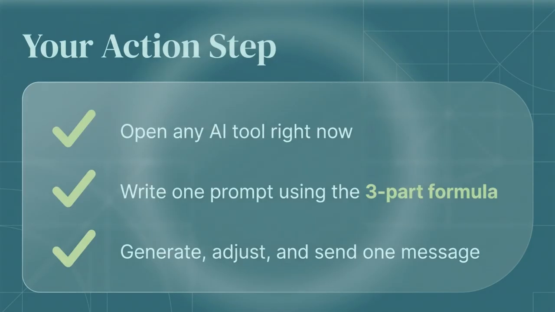Here's your action step. Open any AI tool right now and write one prompt using the 3-part formula: who you are, who you are writing to, and what you want to happen. Generate the message, adjust it to sound like you, and send it. One message. That is all it takes to make this part of your daily workflow.